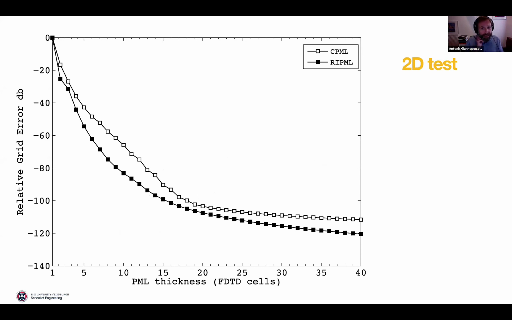If we see the relative error of both CPML and RIPML in the 2D test, as we're increasing the PML thickness, we see that the RIPML still performs a little better than the CPML. We know why, because the CPML in the original formulation is not time-centered as it should have been. We corrected that, and it works really well when you do it. But you see, the critical factor on a PML is the thickness.